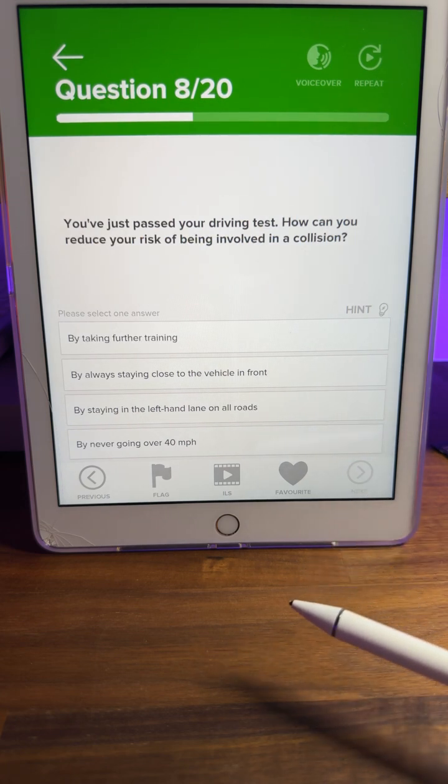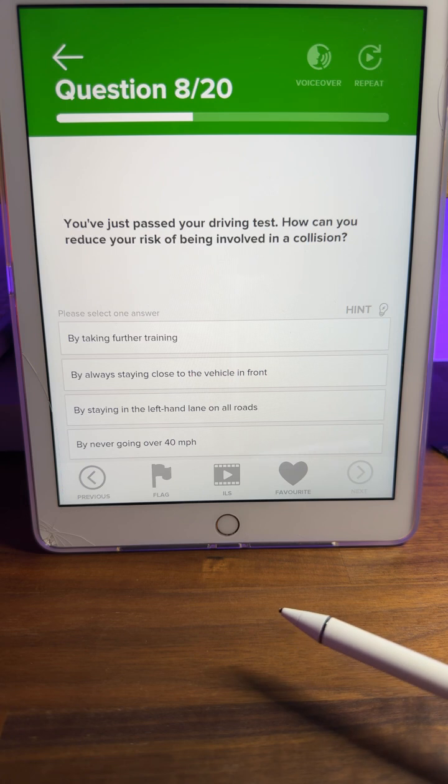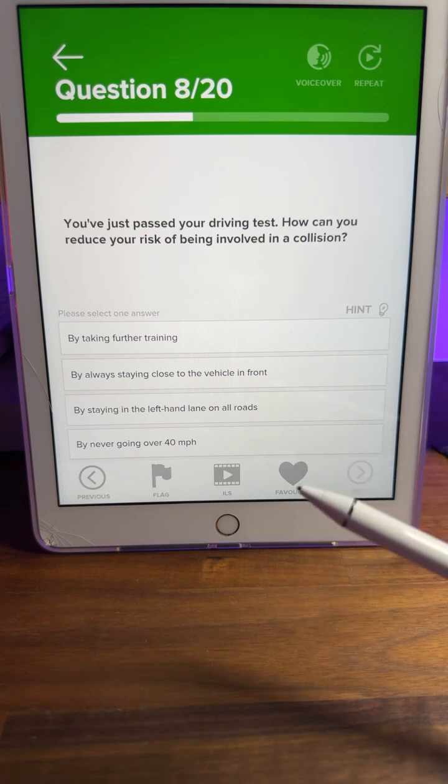Right, question number 8. You've just passed your driving test, guys. This is all of it, yeah?